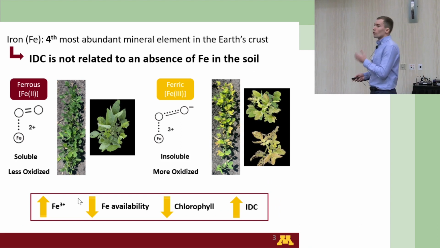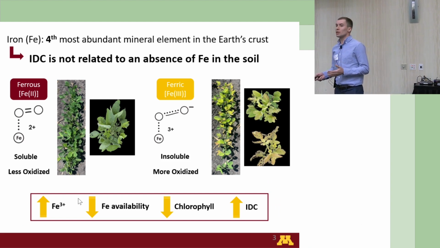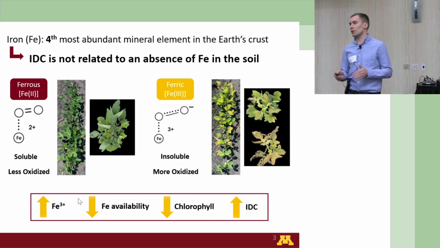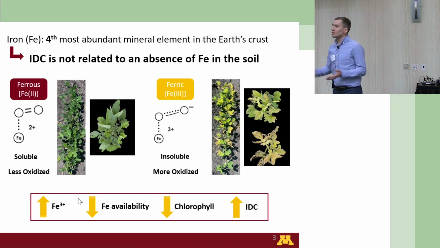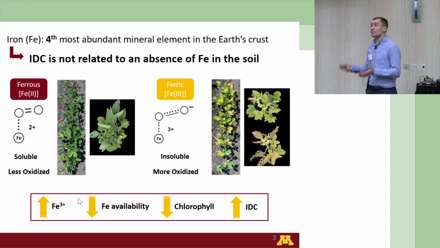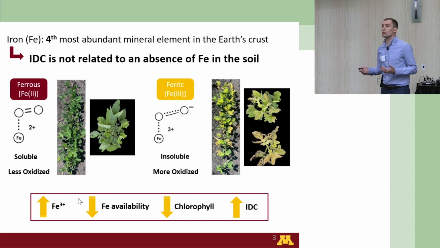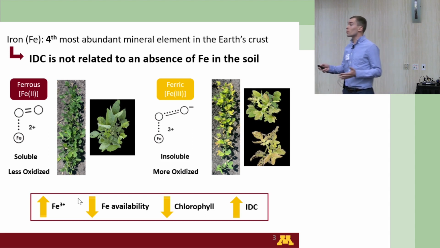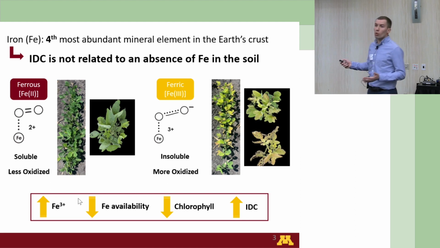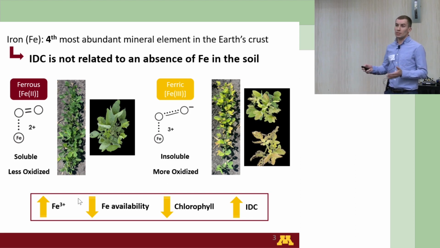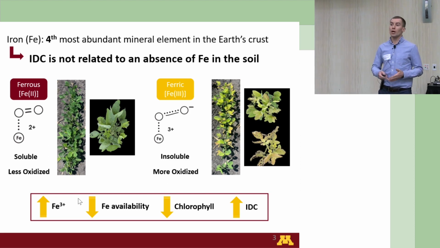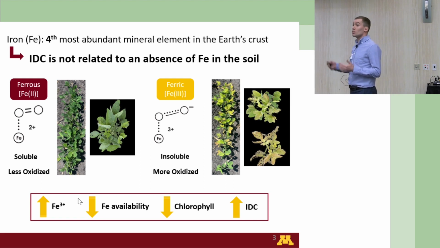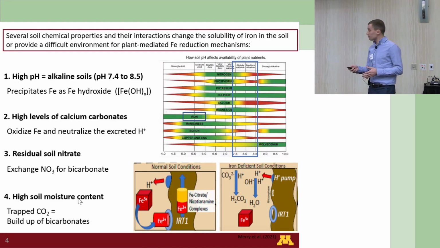Well, iron is the fourth most abundant mineral element in the Earth's crust, so IDC is not related to an absence of iron in the soil. The form or the type of iron present in the soil solution is what determines availability for plant uptake and consequently the incidence of IDC. Soybean plants prefer to take up the reduced, the more soluble form of iron, called ferrous iron. However, when iron becomes less soluble or more oxidized in the soil, which means it is in its ferric state, soybean plants cannot take it up. Without a sufficient supply of iron, chlorophyll formation needed for photosynthesis is restricted, resulting in IDC development.